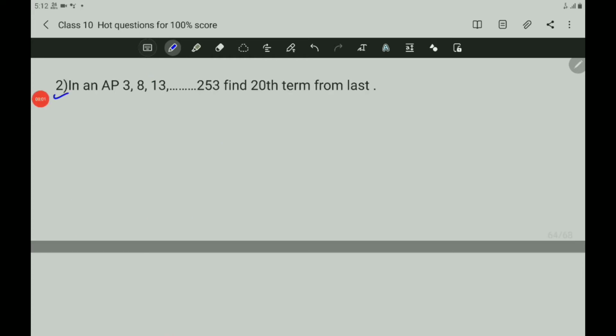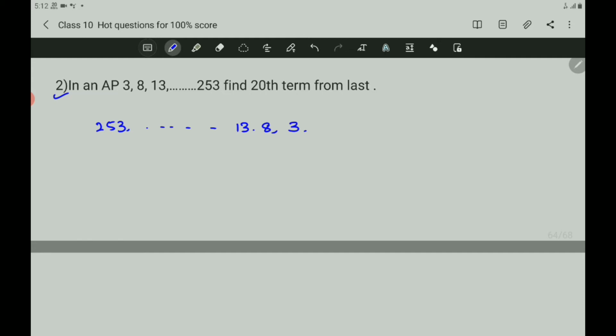Now the second question: in an AP 3, 8, 13, and so on to 253, find the 20th term from the last term. Here we have to find the 20th term from the last term 253. There are two methods. Either take 3, 8, 13, and so on to 253, or take it in reverse manner, 253, and so on to 13, 8, 3.